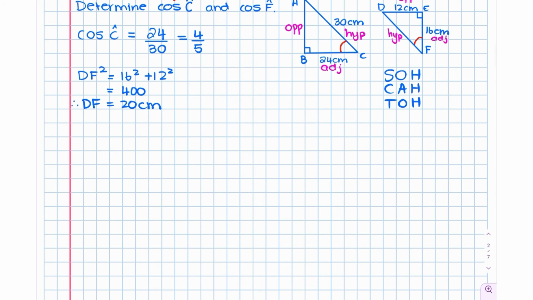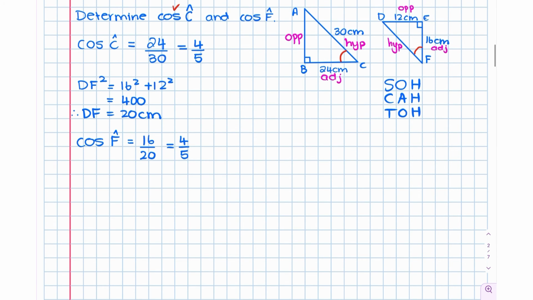So we can go now and put cos F is equal to, adjacent is 16 over, now we've worked out the hypotenuse is 20, and if we simplify that we get 4 over 5. Now what's interesting about this scenario is that we actually end up with the same value that we did in the first place. So we have 4 over 5 for both of these.